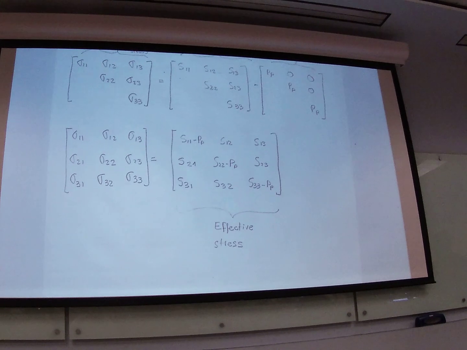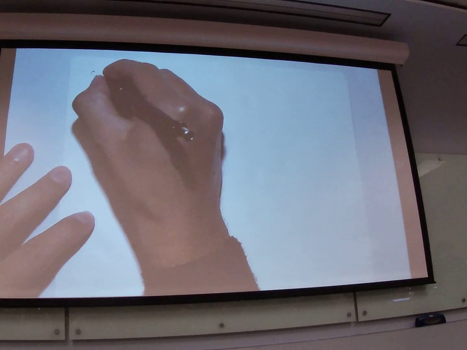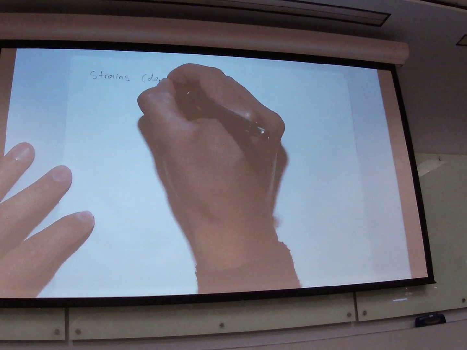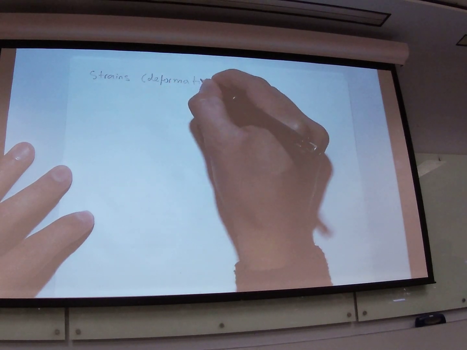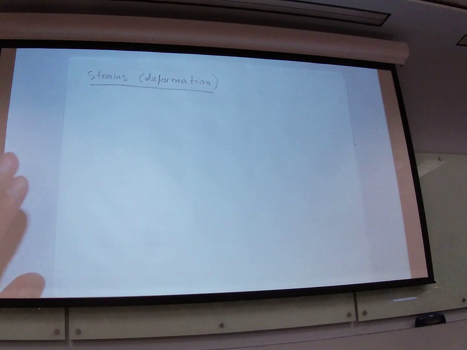Okay, so we wrote then the matrix of effective stresses, and now we're going to talk about strains or deformation. When you apply stresses to a solid, as a result, you get a deformation of the solid, also called a strain. I know that you're familiar also with strain, but now our job is to extend this concept to 3 dimensions, okay? And we're going to start with 2 dimensions, but then we're going to generalize this to 3 dimensions.